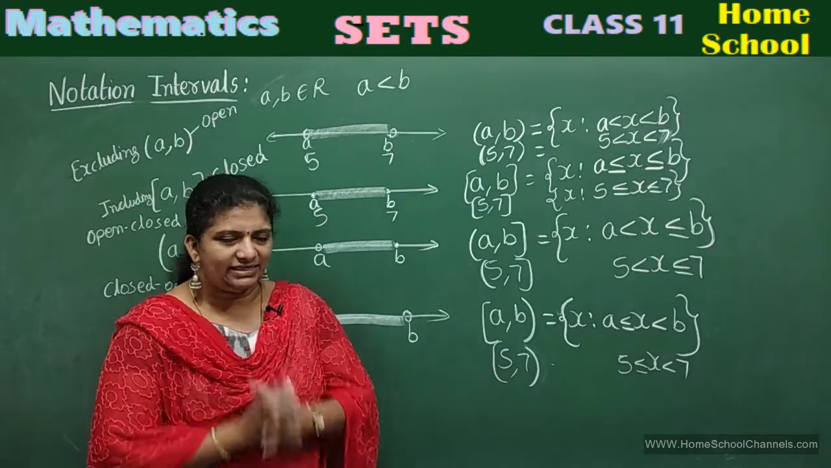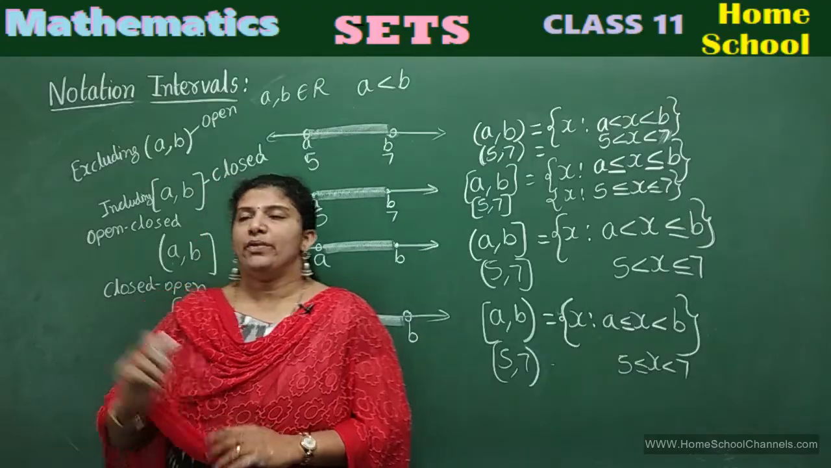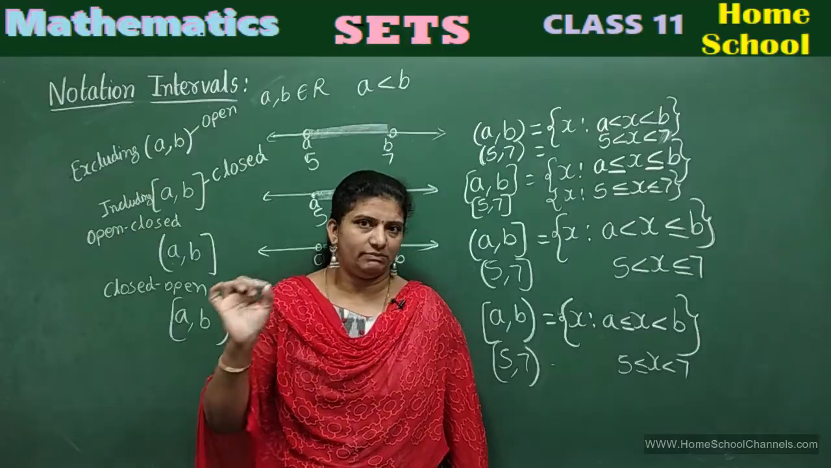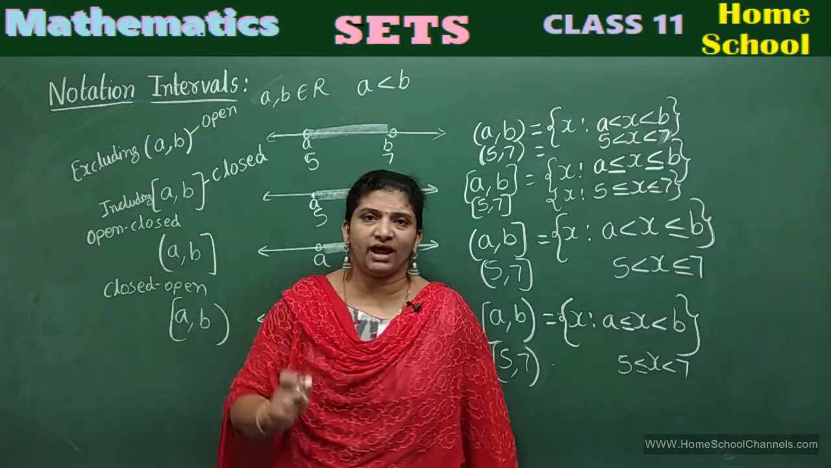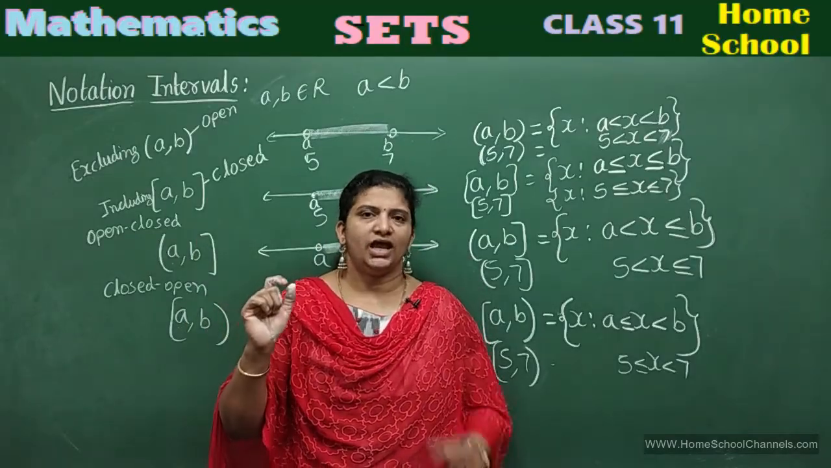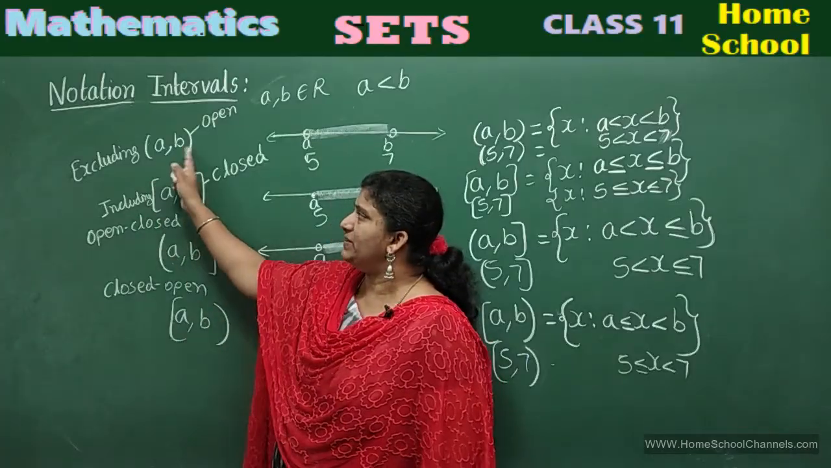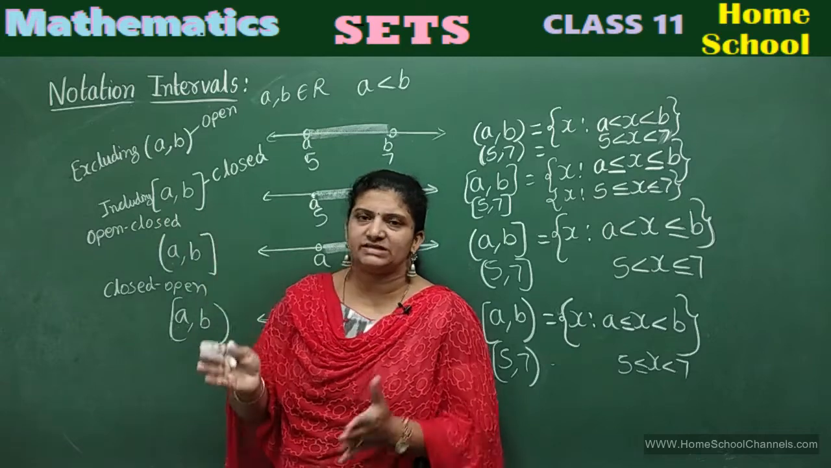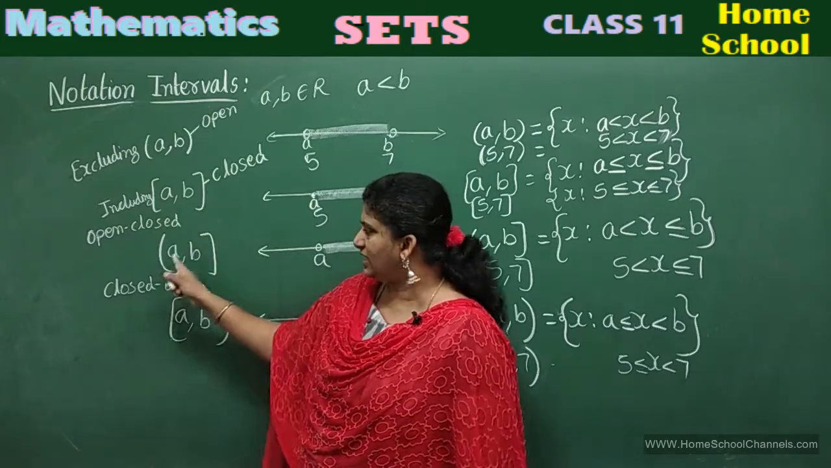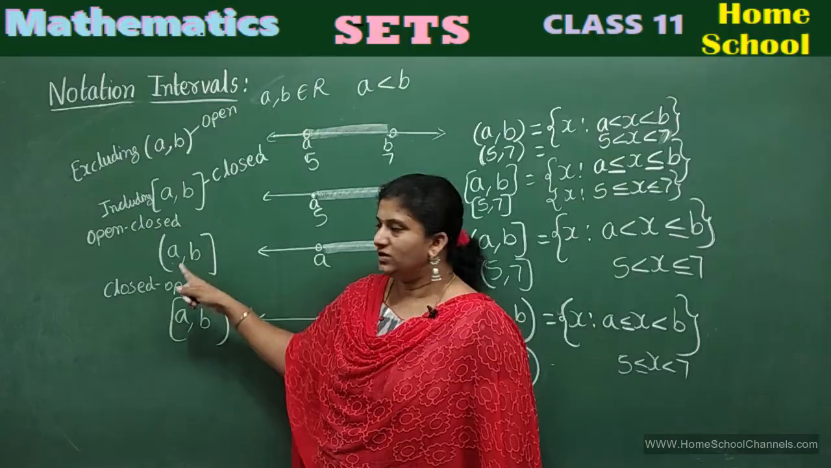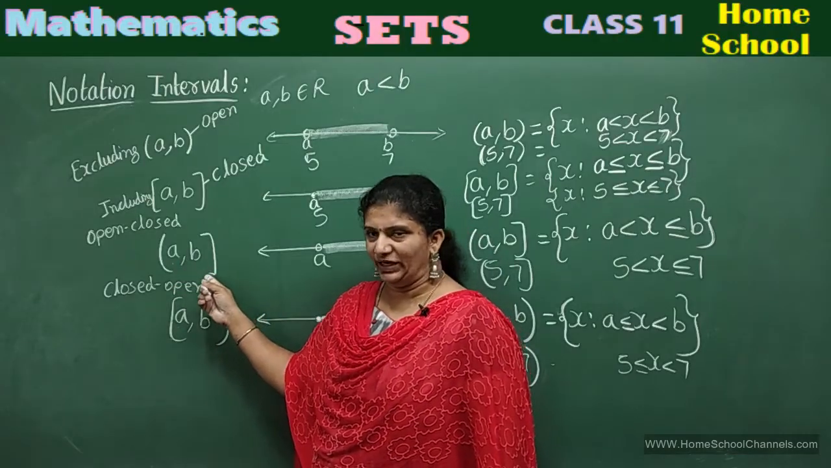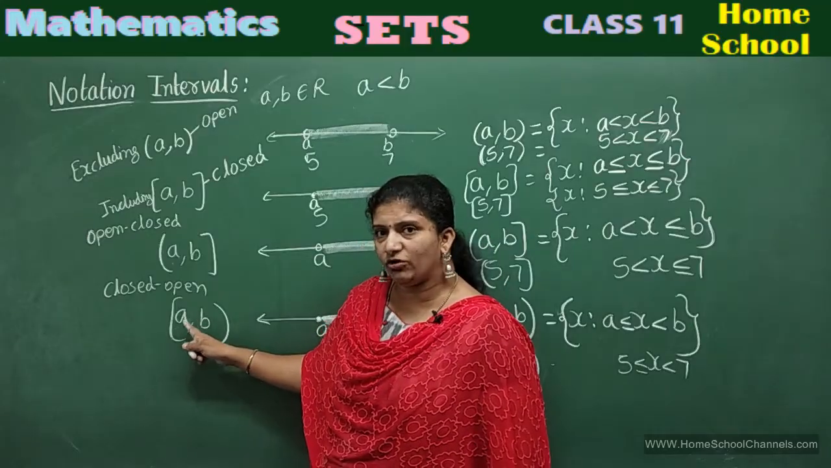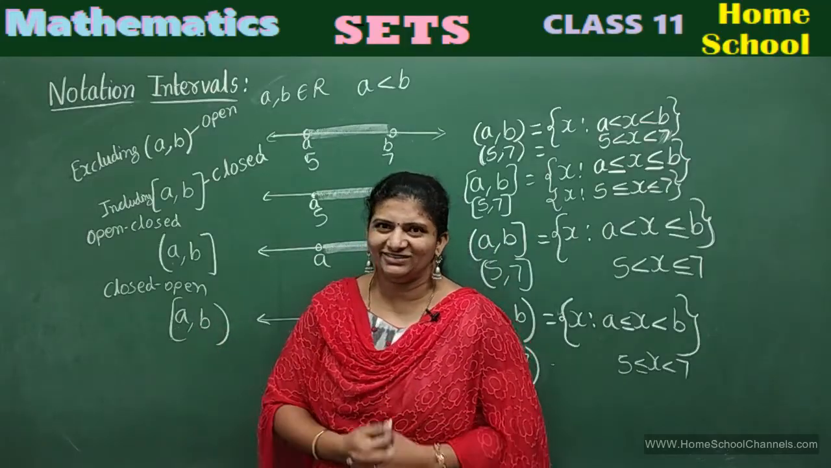Okay, so one thing you need to understand: when you have round brackets, open, you remember. If you have a square bracket, closed. If open, these numbers are excluded. If closed, these numbers are included. See here, open, closed: not included, this is included. And here, closed, open: A is included, B is excluded.